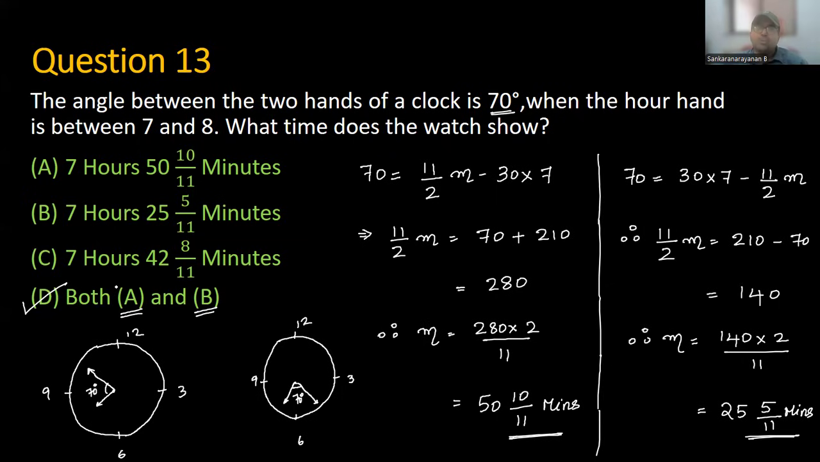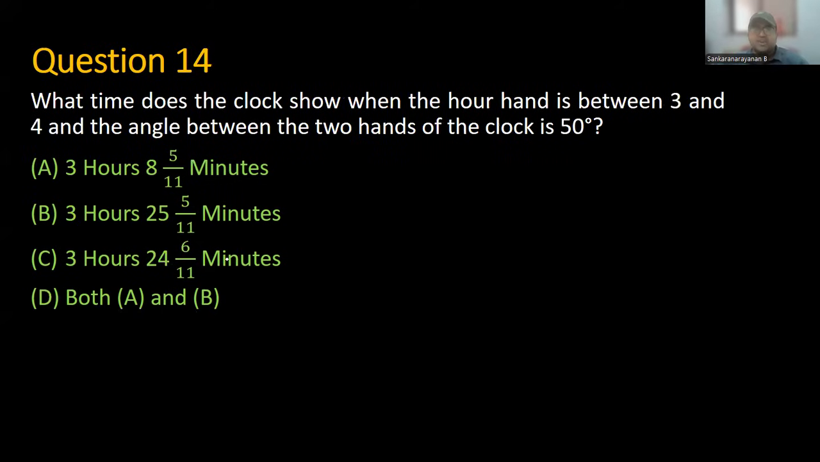Okay, so we can say option D. Safely we can mark that as our choice. Now, let us consider the next question. At what time does the clock show when the hour hand is between 3 and 4 and the angle between the two hands of the clock is 50 degrees.